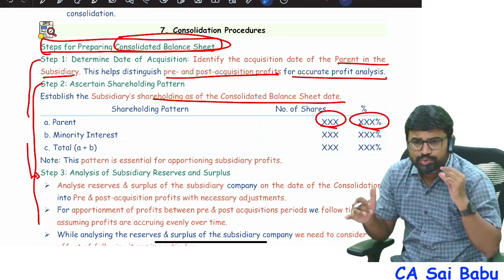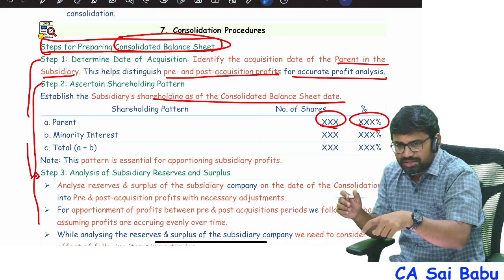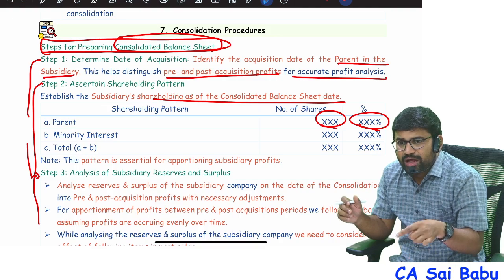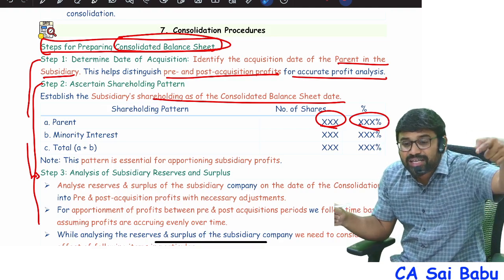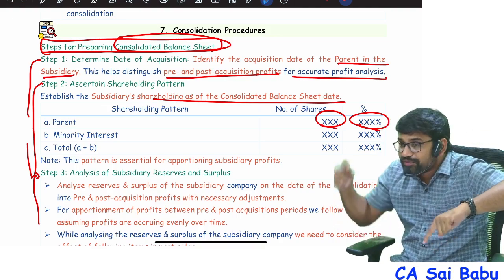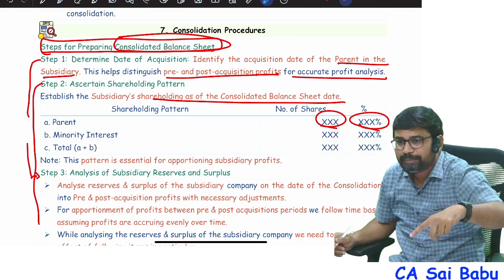What is step number 2? Shareholding pattern on the date of consolidation. Why is this step required? Whatever the profits of subsidiary analyzed, we need to apportion between parent and minority interest. For that we need to know how much percentage they had. So step number 2.